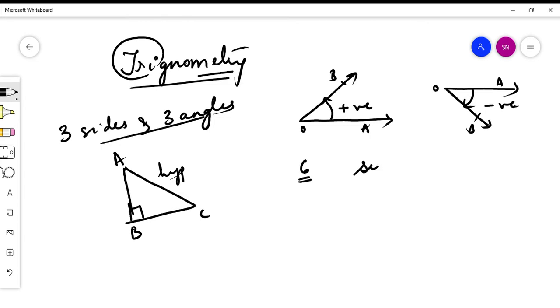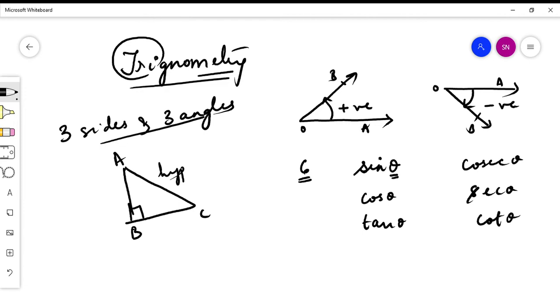What are the six trigonometric ratios? You have sine theta. Theta is nothing but an angle, okay? Cos theta, tan theta, cosecant theta, okay, secant theta and cot theta. So totally there are six trigonometric ratios. Now, how do I find the value of these six trigonometric ratios using my right angle triangle?